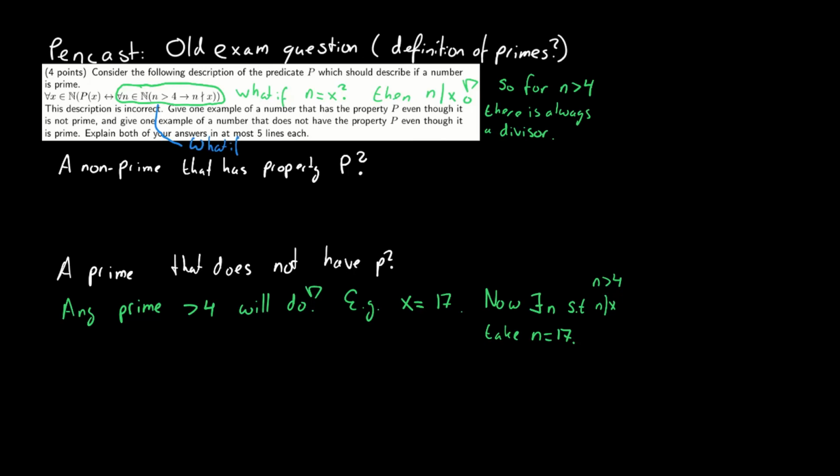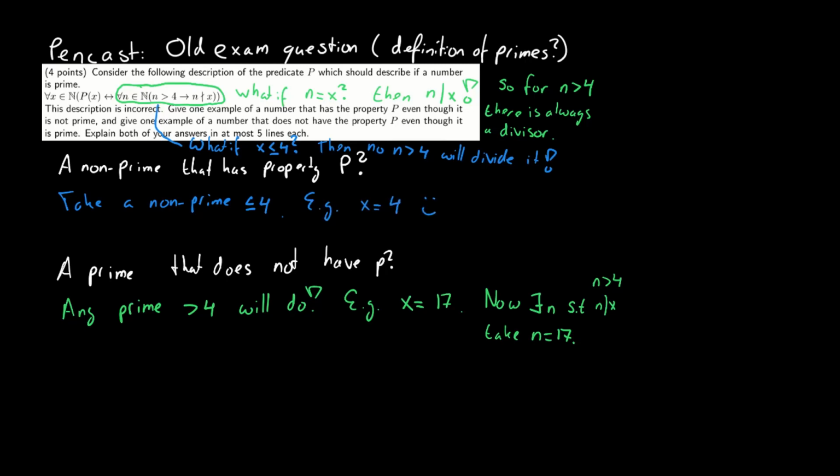Now how about the other one, a non-prime that has the property p? We'll take a look at what happens when x is smaller than 4. When x is smaller than 4, then, well, surely no n larger than 4 will divide it. In other words, the for all statement is going to be true, and it's going to have the property p. So take a non-prime number smaller than or equal to 4. For instance, x equals 4, but x equals 1 would also have done.